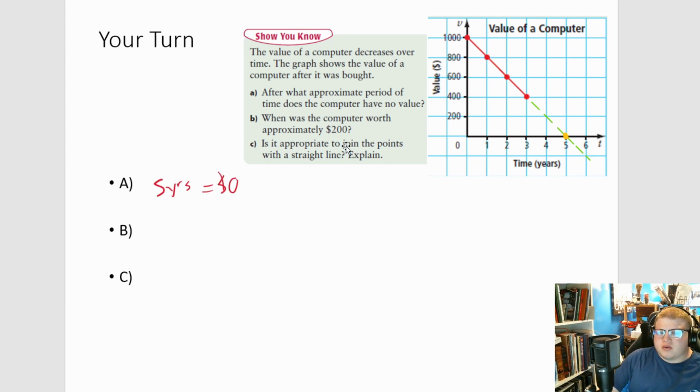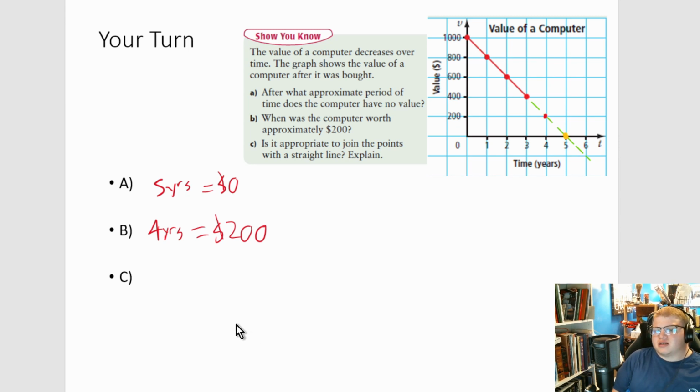So for B, when would it be worth approximately $200? I actually almost drew a line over this already, so you can pause and guess. You can see here that at $200, it lines up with this blue line, that means it's going to be 4 years. So B says at 4 years, it's going to equal $200.